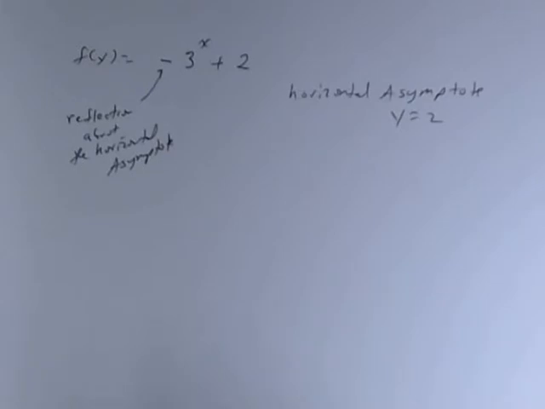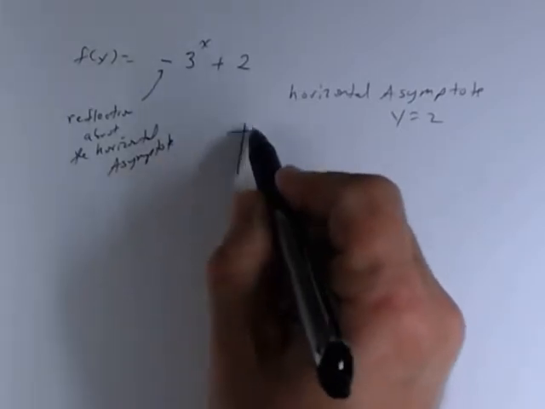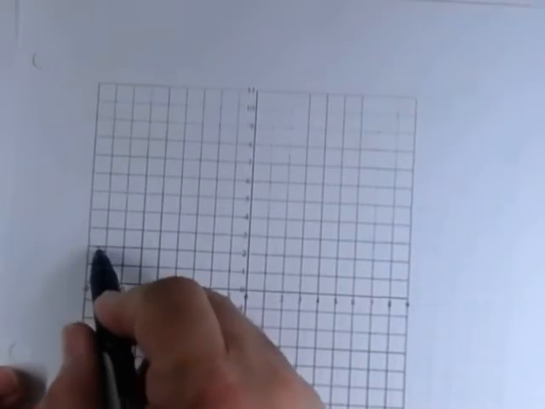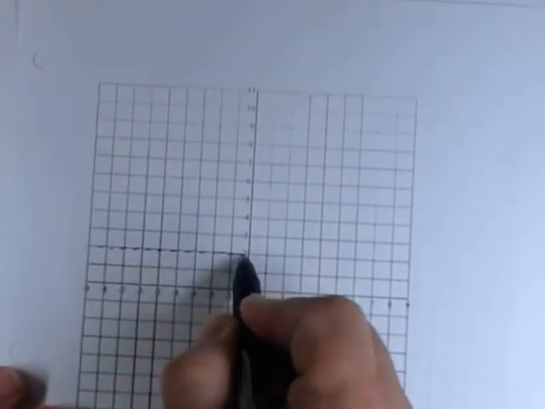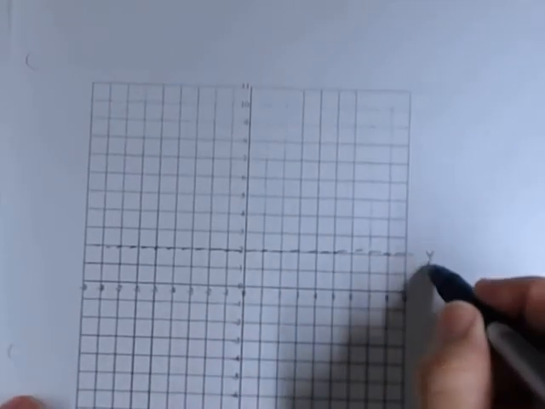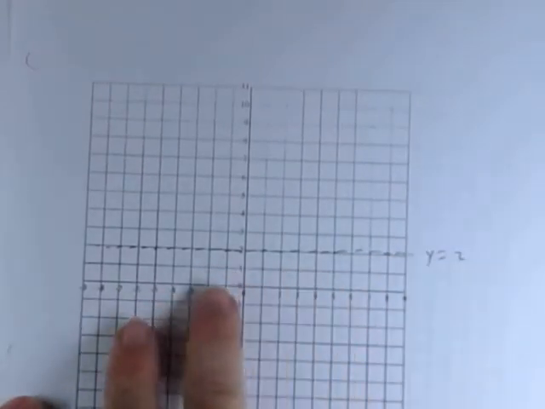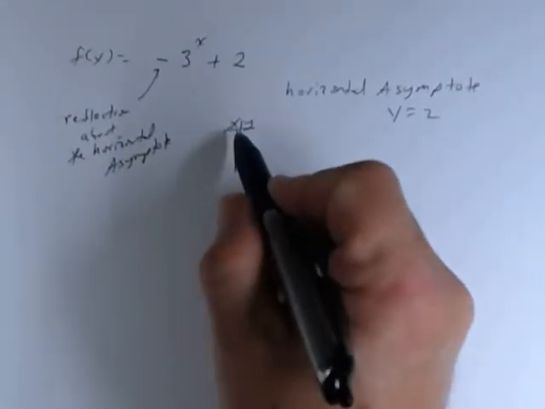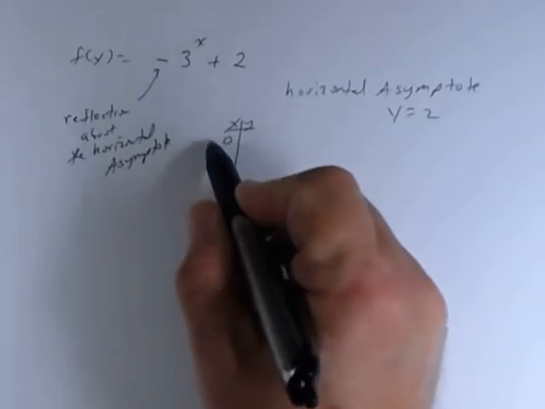Okay, so we're going to use a t-table. And so let's go ahead and graph the horizontal asymptote. So the horizontal asymptote is y equals 2. I always do that first. Y equals 2 is here. And I know that my graph's going to be located where? Below it. So what would be a nice number to use for x? 0. That's going to be your y-intercept.